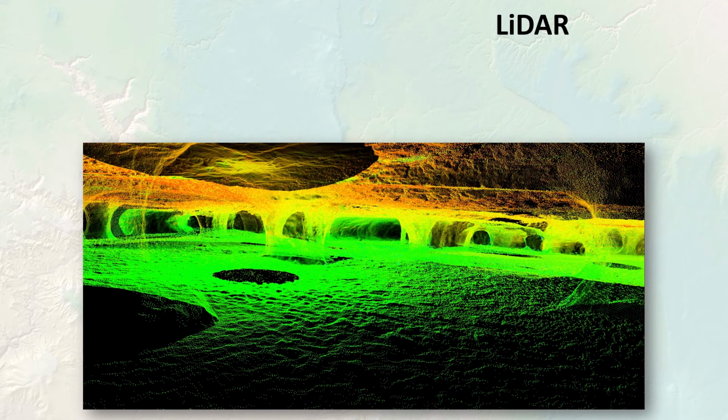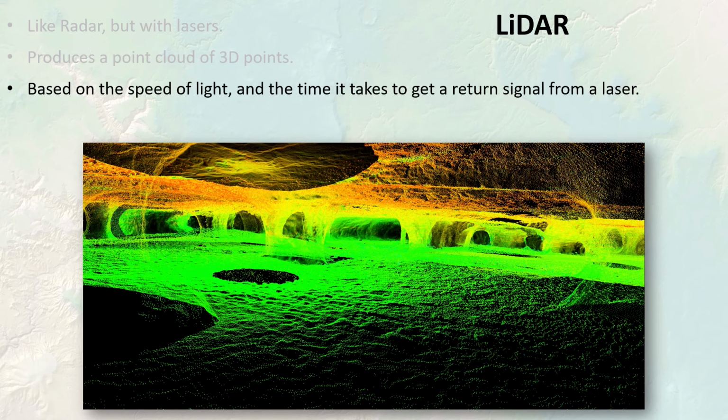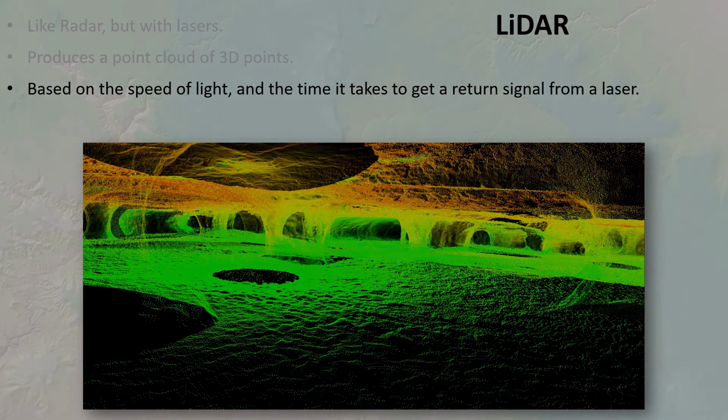Next up is Lidar, and this is one of the more exciting new things that's being developed in GIS. Lidar is much like radar, but it uses lasers instead of radar waves and produces this point cloud of 3-dimensional points, usually huge numbers of points. The locations of the points are determined by the time it takes to get a return signal from the laser, so it's calculated from the speed of light.